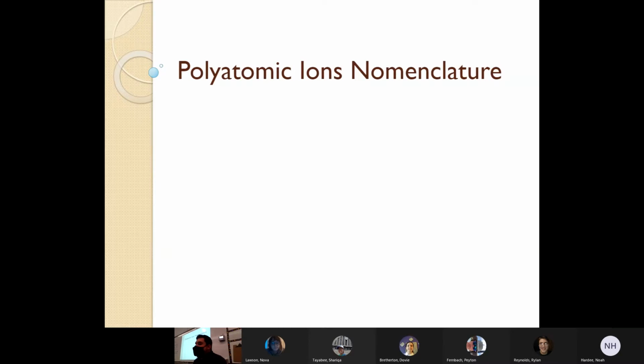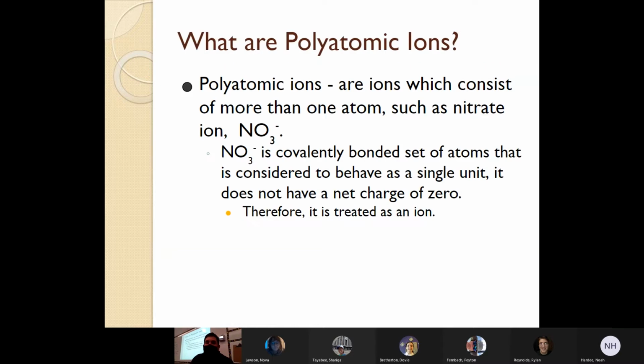It's not crazy rocket science, but in a polyatomic ion, you have the wrong number of electrons. You either have not enough, so you're positive, or you have too many electrons, so you're negative. So they are ions that consist of more than one atom, poly, and they have a charge. For example, nitrate. Nitrate is nitrogen and 3 oxygen put together.